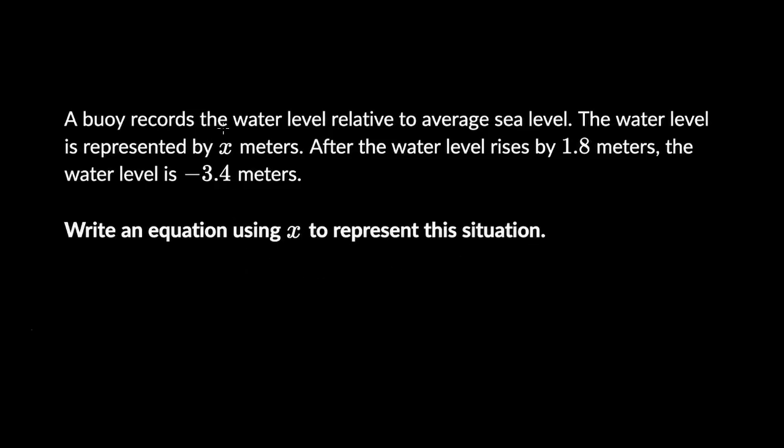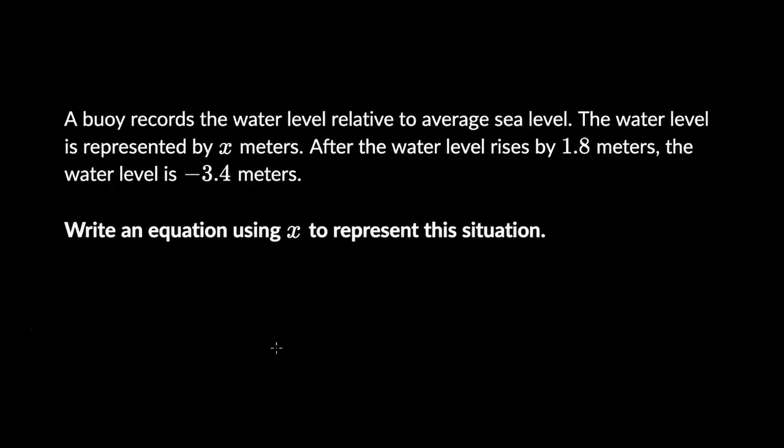Okay, so at least the way they've written it, it says the water level is represented by x meters after the water level rises by 1.8. So I think the way they're saying is the water level is originally x meters. So originally x meters, and then what is it going to be after the 1.8 meter rise? It's now negative 3.4 meters.